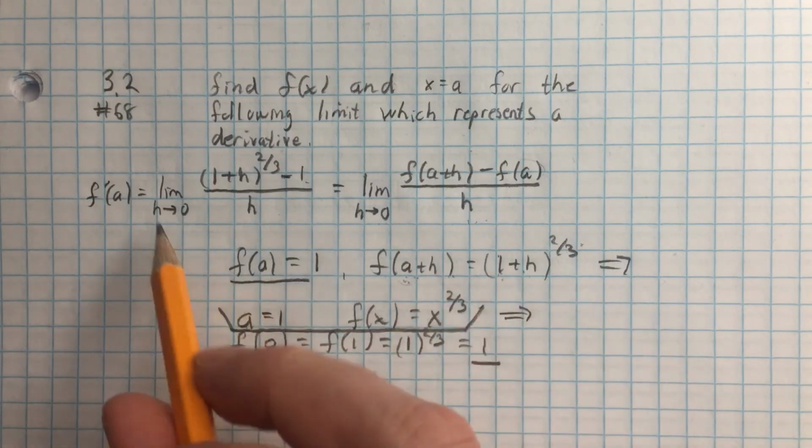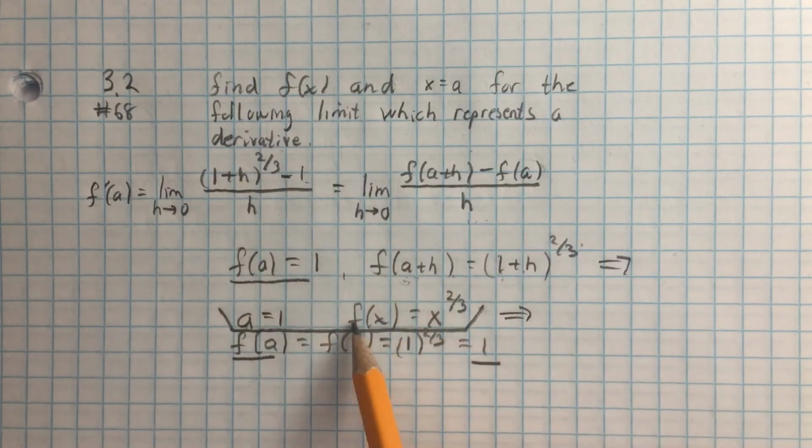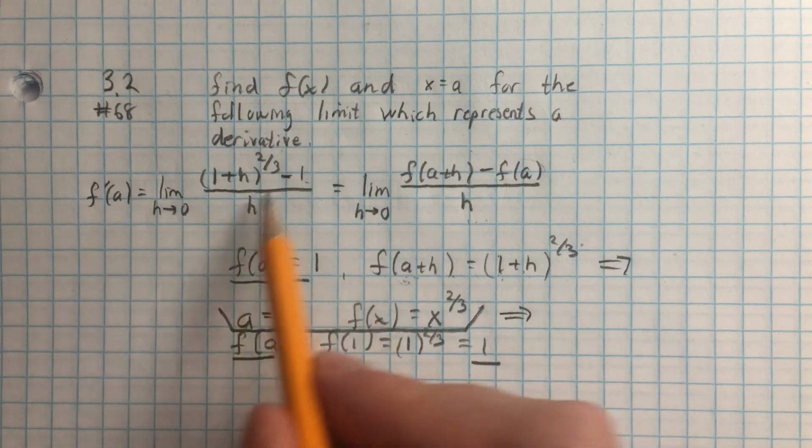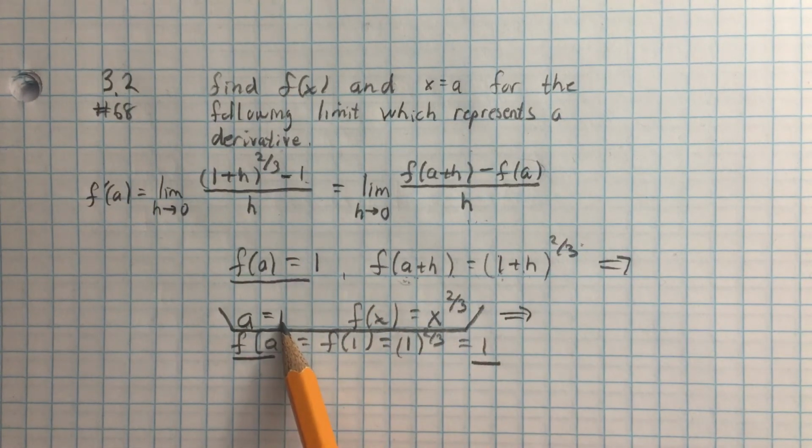That really, this limit is nothing other than the derivative of this function evaluated at this location. In other words, this limit is nothing other than the slope of this curve at x equals 1.